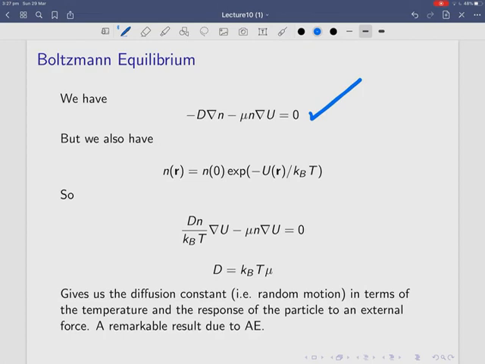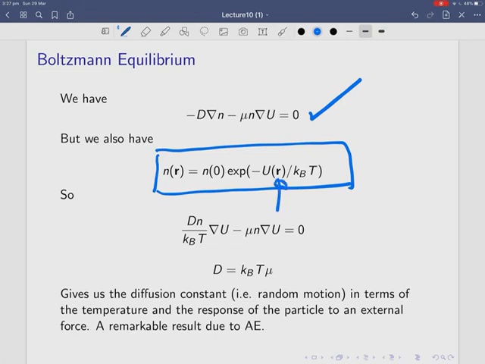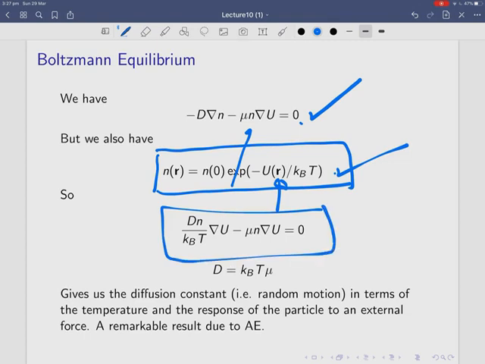Okay. However, we also know something from Mr. Boltzmann, and Mr. Boltzmann gives us the following formula for what the particle density must be as a function of position if you have a potential. So in equilibrium, we know this must be true. Vladimir has emphasized that to you many times. Okay, so let's put that together with that, and what we find out is we can plug that into there, and we get this, and then that wonderfully gives us a formula for the diffusion constant.